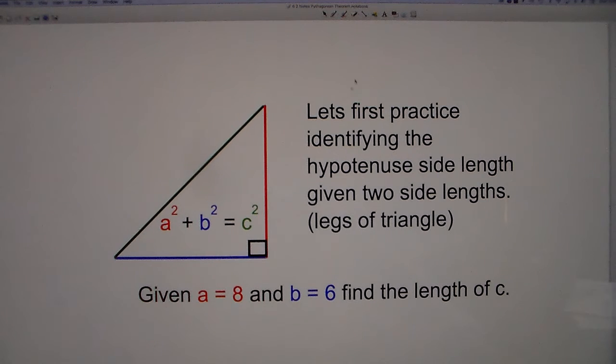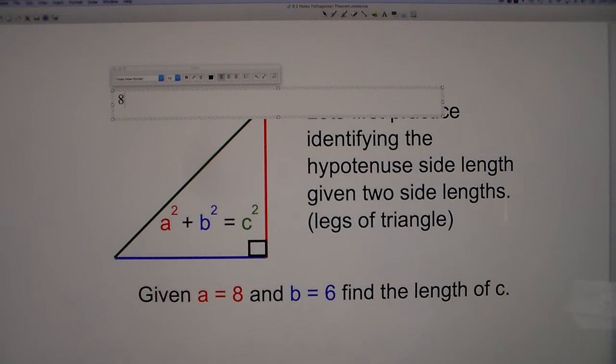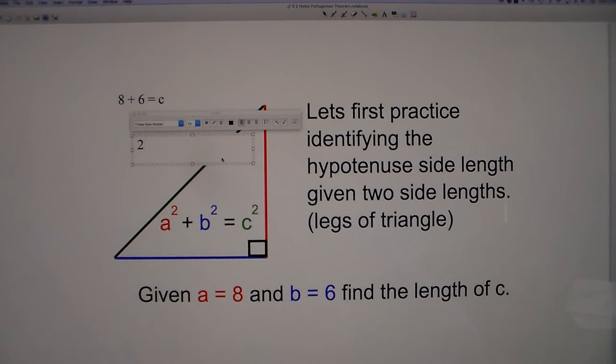So if 8 squared, let's throw some more work up here. So 8 squared plus 6 squared equals c squared. I'll put the little 2's in right now. Well, I think you'll get the idea. 8 squared plus 6 squared equals c squared.